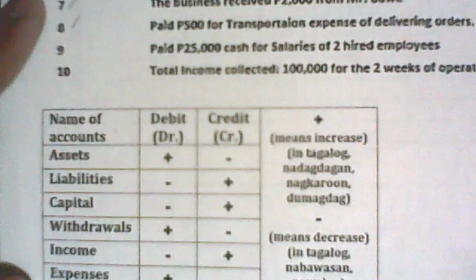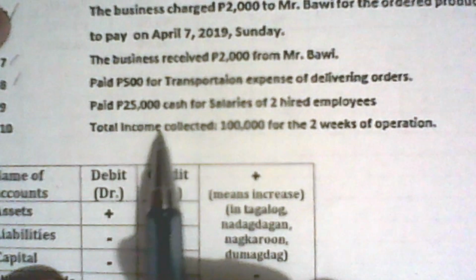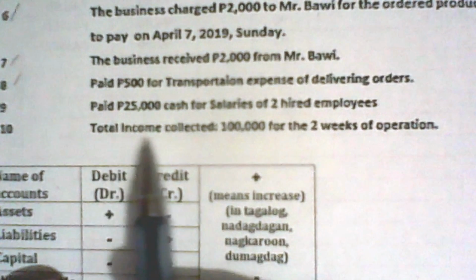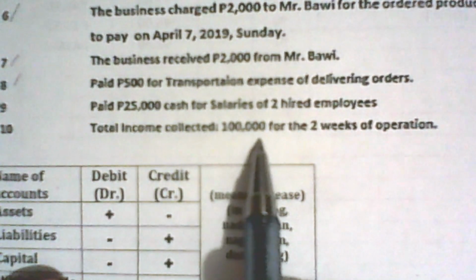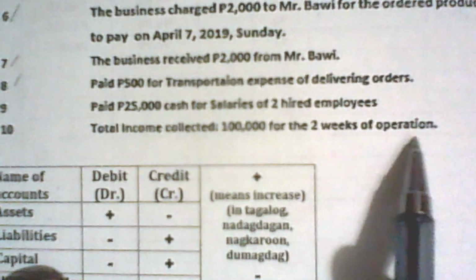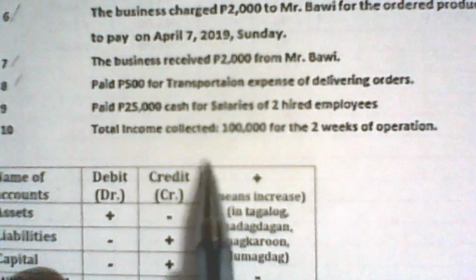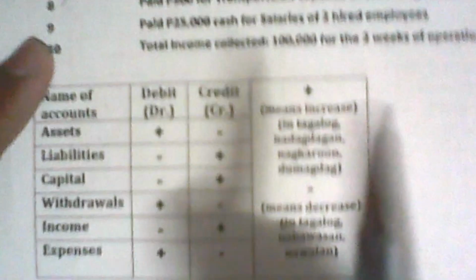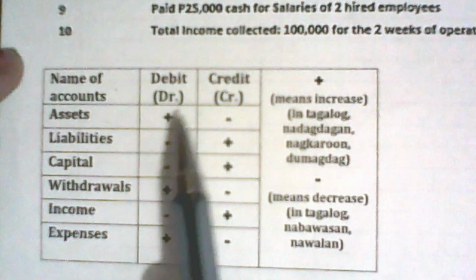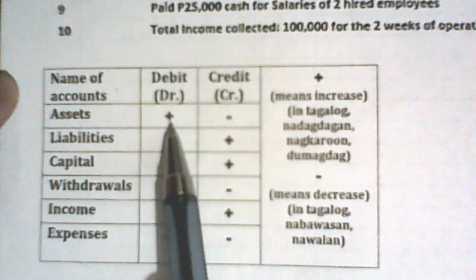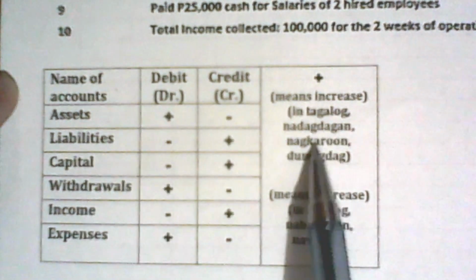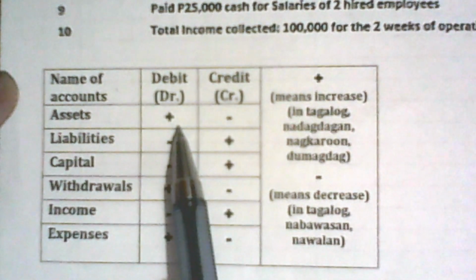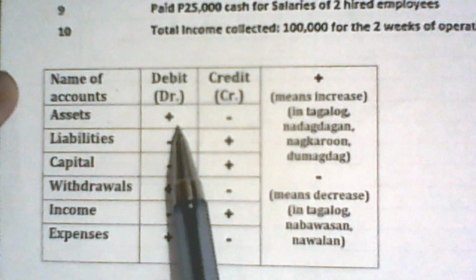And the last one, we received total income. It says here, total income collected is 100,000 for the 2 weeks of operation. So we receive income, and that income is cash. So the account to be debited is the cash because it increased our asset. Nagkaroon tayo ng cash, so we need to debit that. And the income also increases.